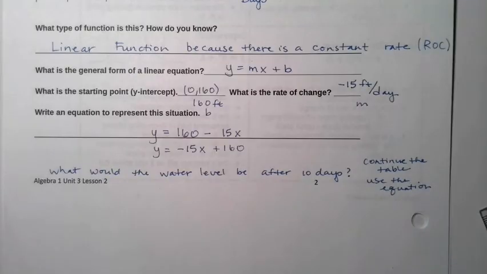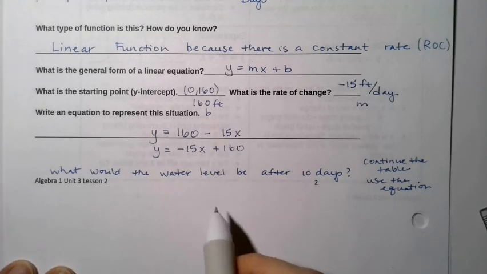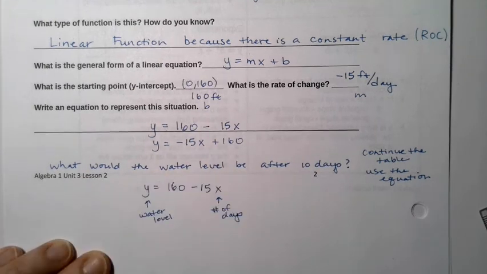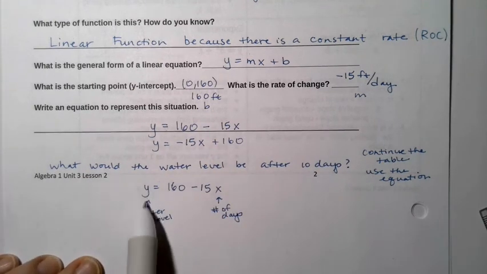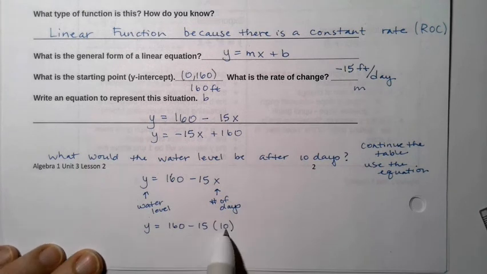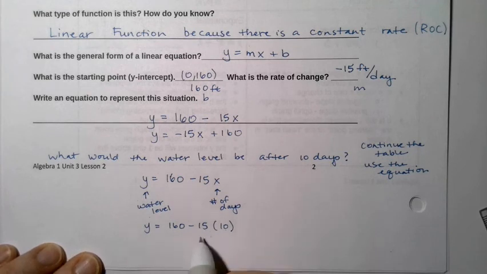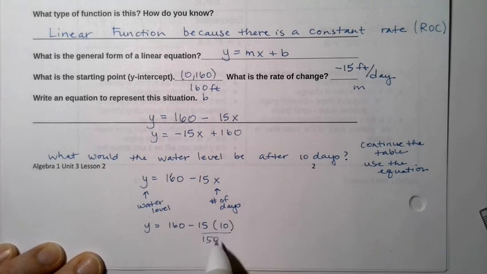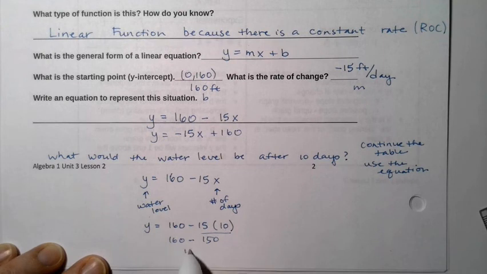Let's verify that using our equation. So keep in mind in our equation that y is the water level and x is the number of days. So after 10 days, if you're losing 15 feet of water per day, that's 150 feet of water that you're losing. So it would be 160 minus 150, and then that would be 10. So we would still get y is equal to 10 feet after 10 days.